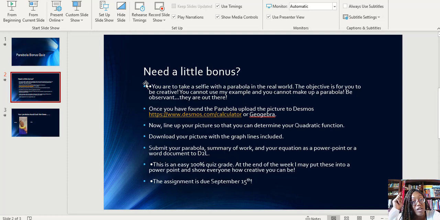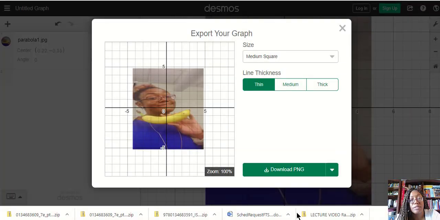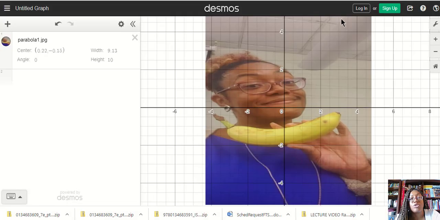But if you look and be observant to different things that are out there, then take a selfie with it and upload that to our second step, to Desmos. Or you may use GeoGebra if you like as well. Once you have come to Desmos, I'm going to show you how to do this really quickly.